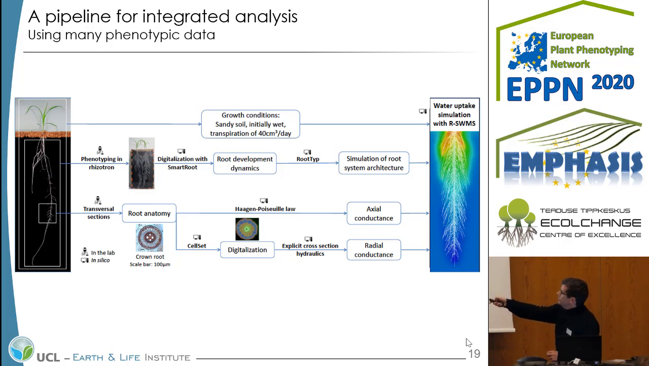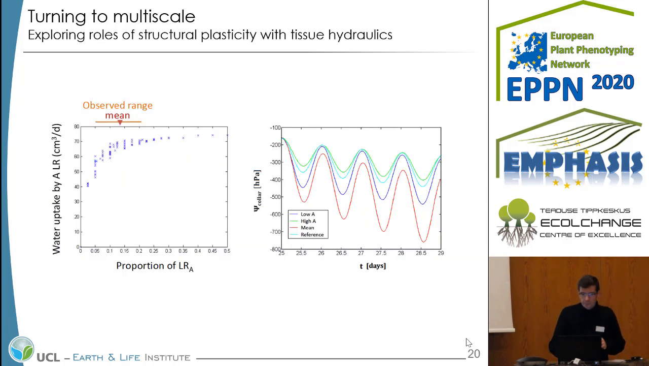Then taking transversal sections within the roots, 16 and Beatrice have looked at the root anatomy. Then we have been using CellSet from Nottingham to digitalize this and make explicit cross-section hydraulics that yield the Kr variable. And finally, using the root anatomy and xylem size, we have estimated axial conductance. And the three pieces of information have been input into the larger scale model, R-SWMS.